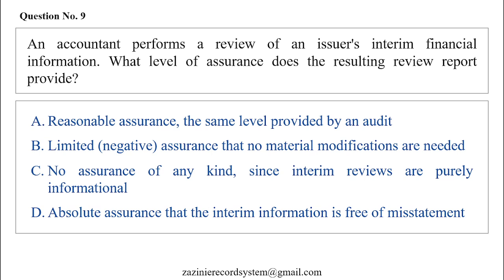Question number 9. An accountant performs a review of an issuer's interim financial information. What level of assurance does the resulting review report provide? Letter A. Reasonable assurance, the same level provided by an audit. Letter B. Limited, negative, assurance that no material modifications are needed.